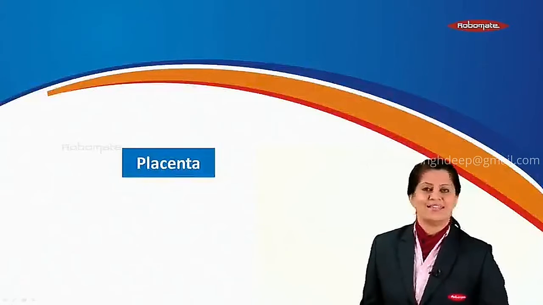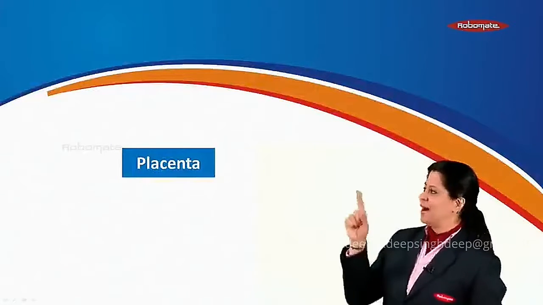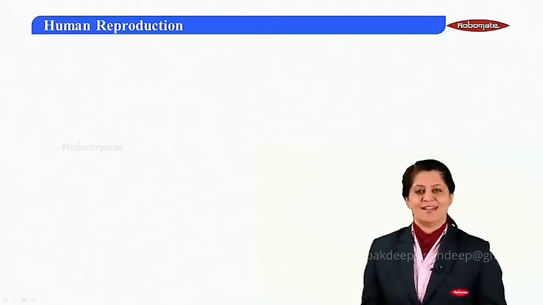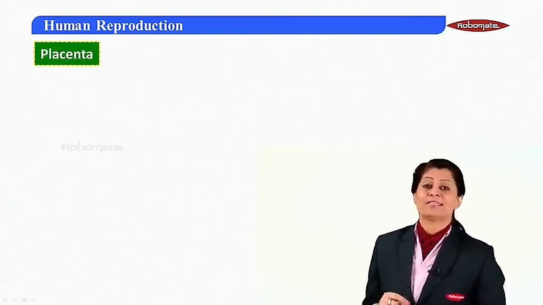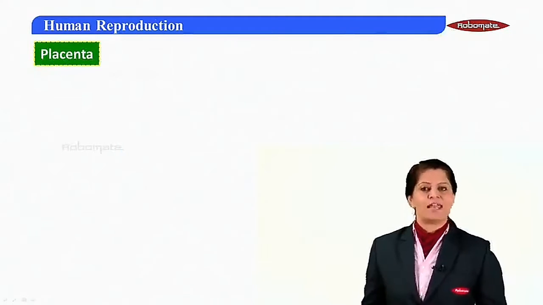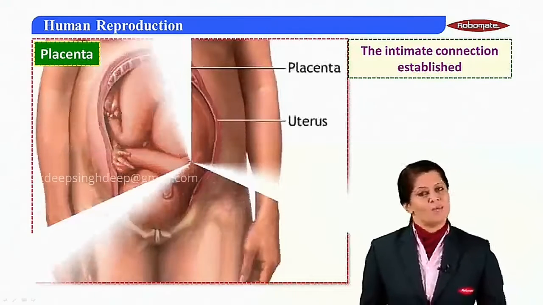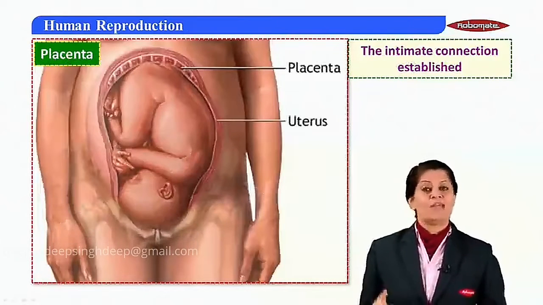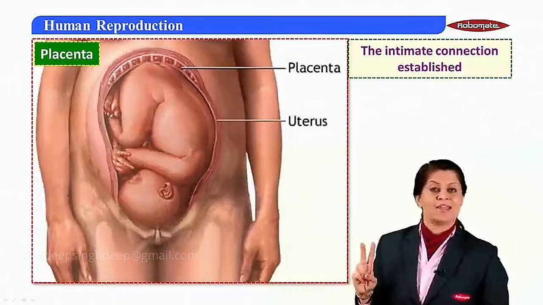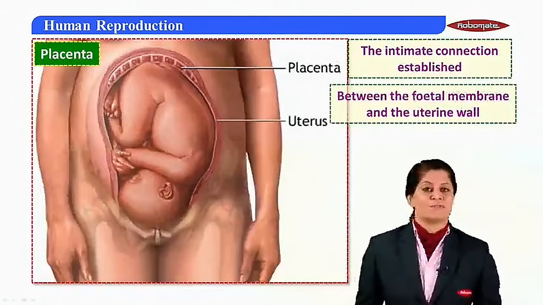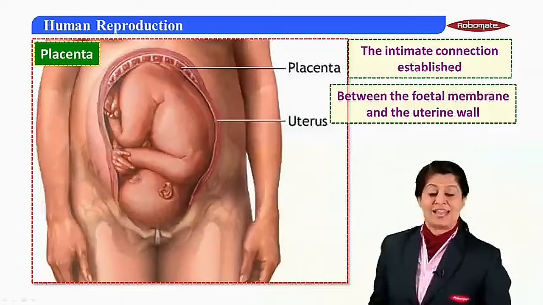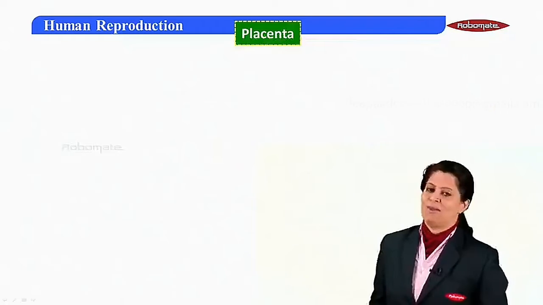Hello students, in this module we are going to be learning about placenta. Now what exactly is placenta? It's a very intimate or very close connection between what? Between fetal membranes and the uterine wall of mother. Very close connection. Let's see what this connection is all about.